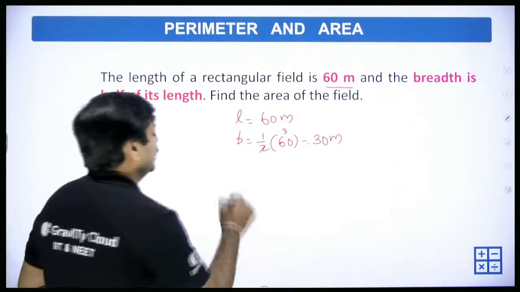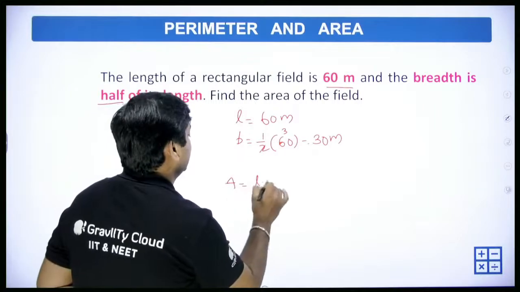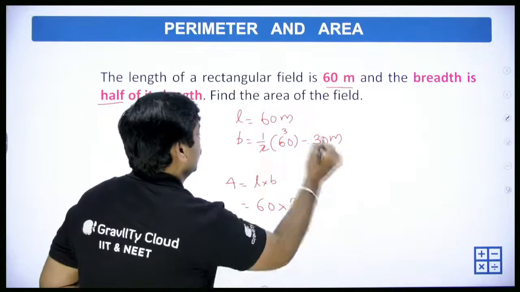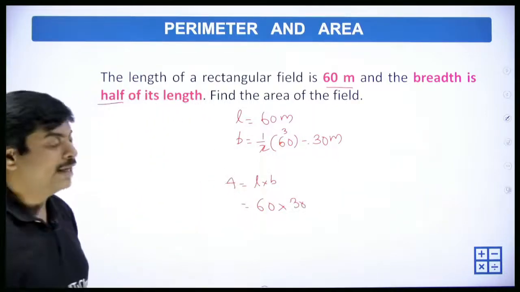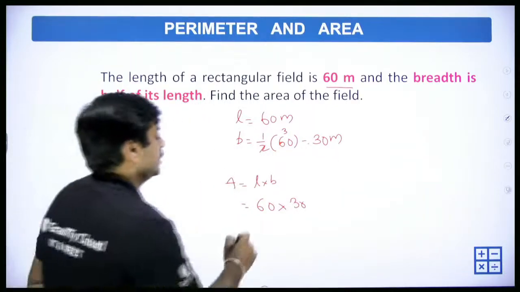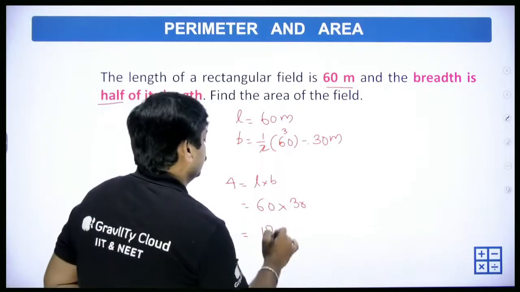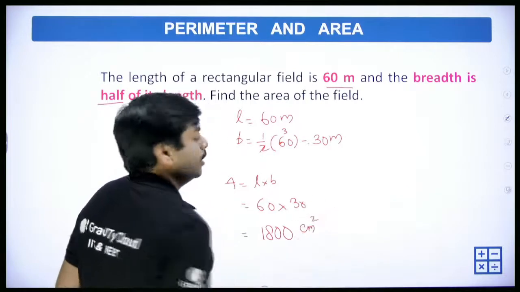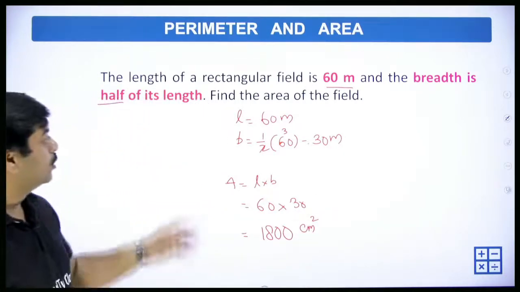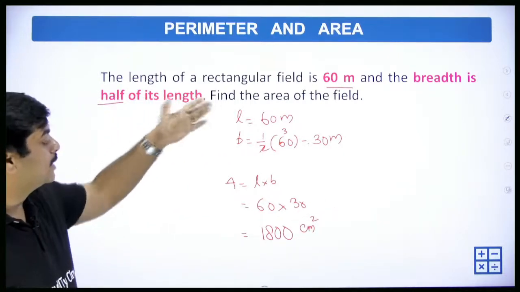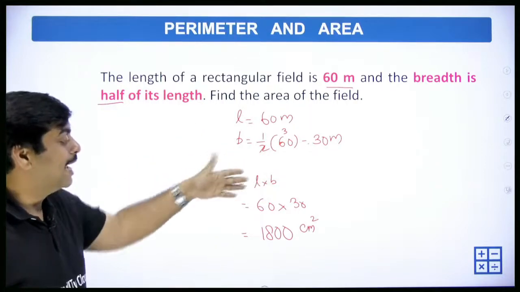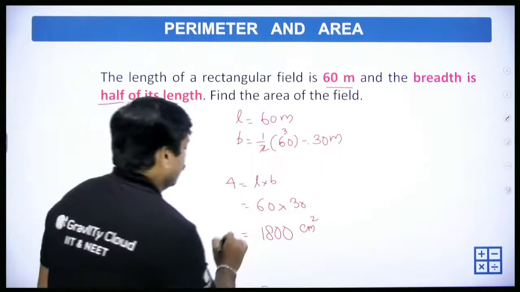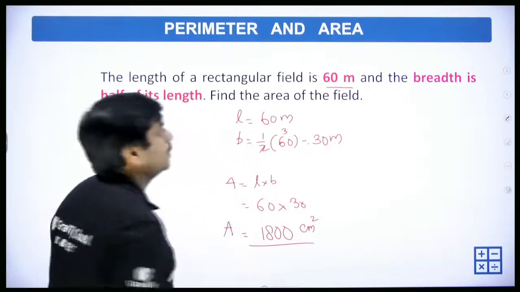So I told you for a rectangle, the area will always be simple. Area is equal to length into breadth. So length 60 into breadth 30 meters. Now in the area we need to keep meters square. So 6 3s are 18, and then the zero, so that becomes 1800 meters square. So L is equal to 60 meters, B is equal to 30 meters, A is equal to length into breadth, 60 and 30, 1800 meters square. Area of this rectangle is equal to 1800 meters square.